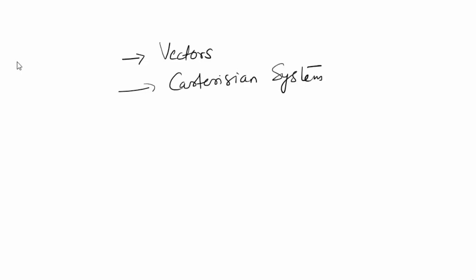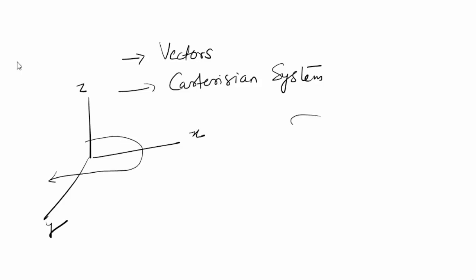Again, what we saw so far was vectors, and we saw the Cartesian coordinate system for representation of vectors. The Cartesian coordinate system which we saw was a right-handed system. So this is x, this is y, and this is z. So I'm moving from x to y.